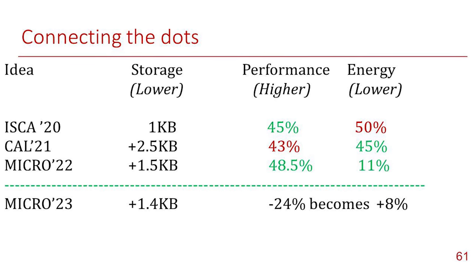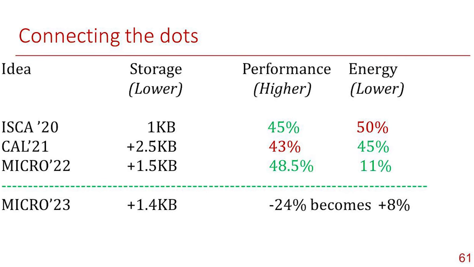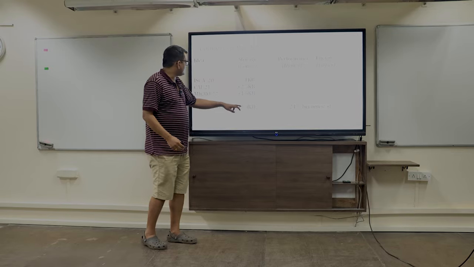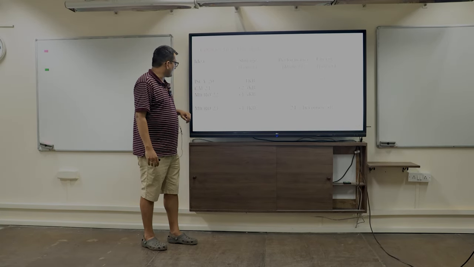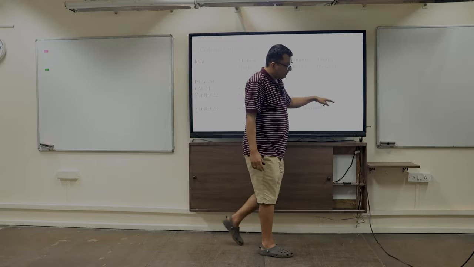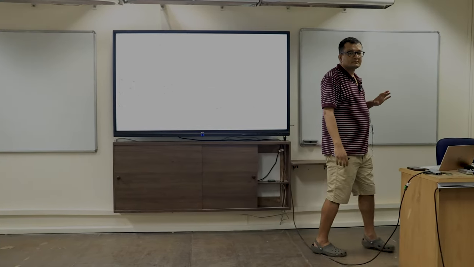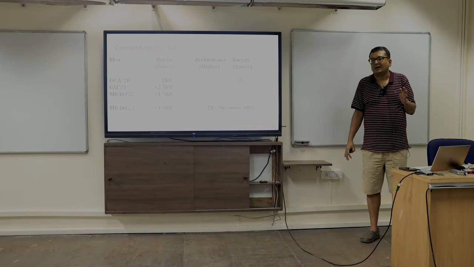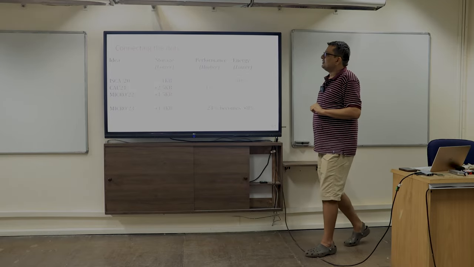Okay, bigger story. So again, a few more KVs here, but these KVs are on top of this previous paper. Minus 24% to start with, it became plus 8%. It's a big jump, at least for me, if not for you.